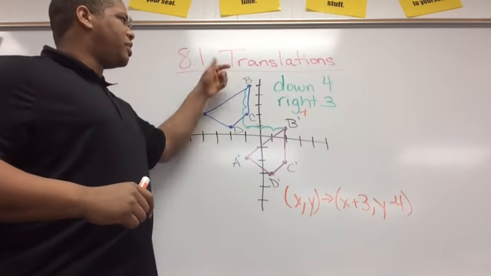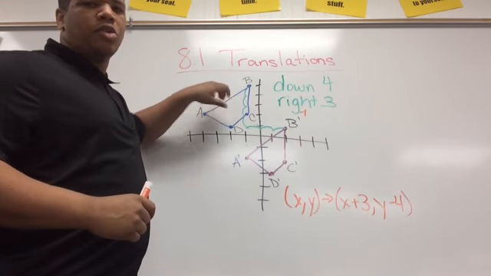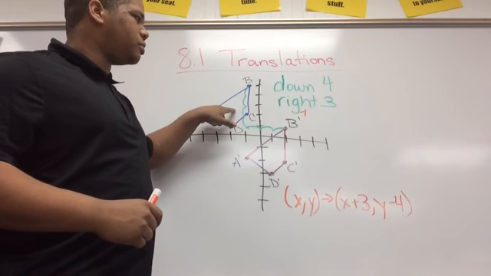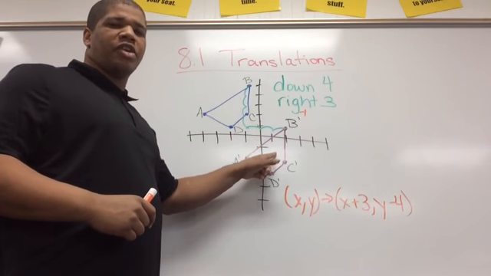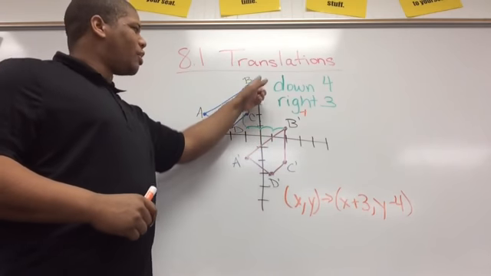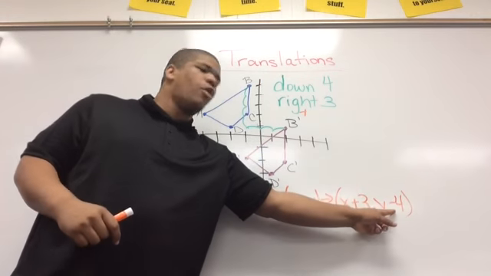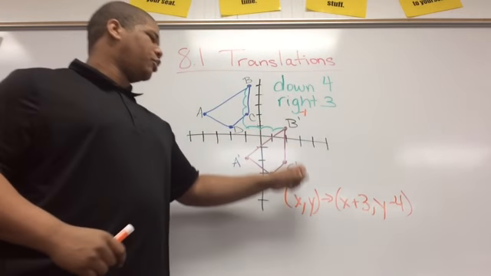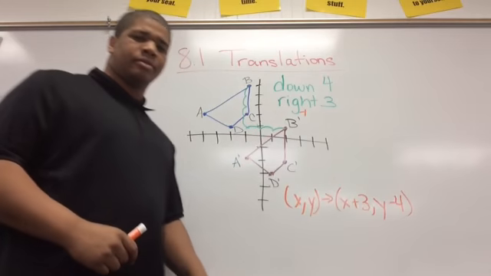So remember, I counted starting from my original figure. You always start from the original and go down to your other figure that has the primes on it. So I went down 4, which is minus 4, and right 3, plus 3.